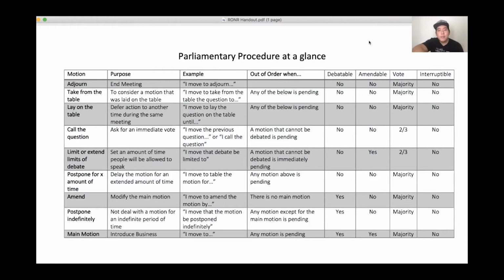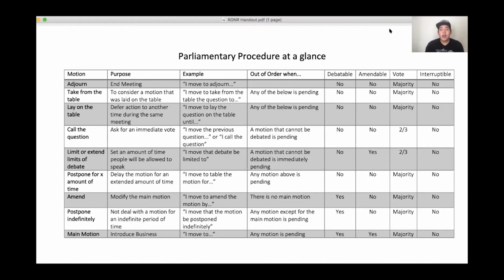Now, something that's important that I like to draw attention to is the debatable and the vote columns. Not every motion in Robert's Rules is debatable. And the reason for that is because sometimes we don't talk about whether we want to talk about something. And what do I mean by that? I realize that's kind of a circular statement.